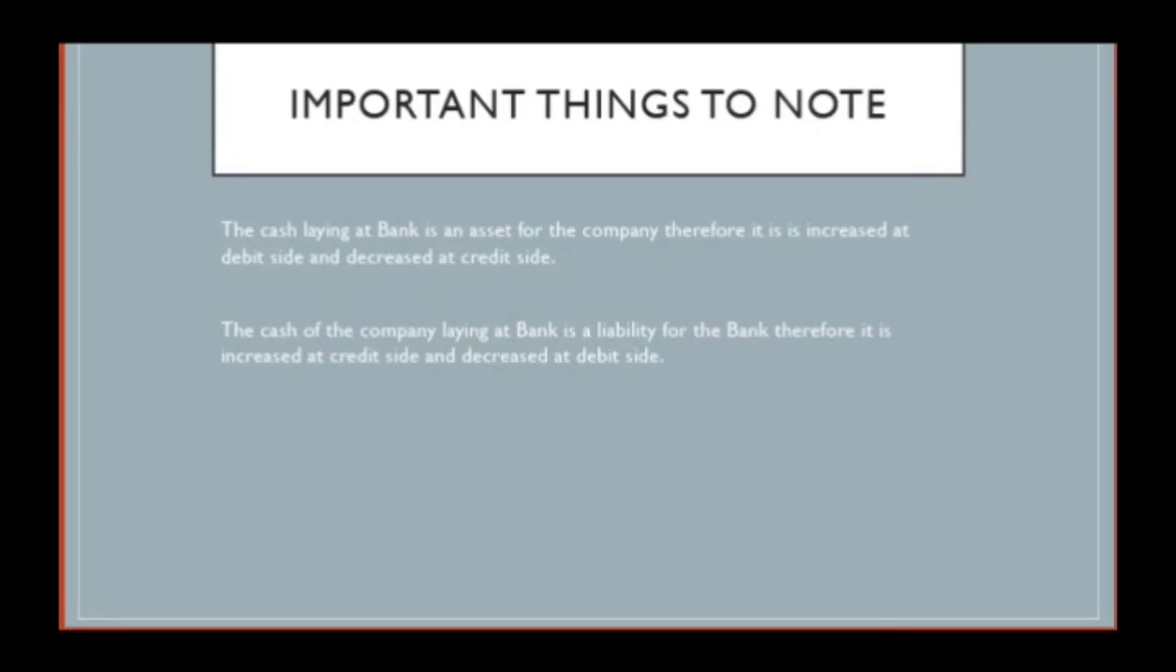Important things to note: the cash lying at the bank is an asset for the company. So whenever an asset is written on the debit side, it is increased, or it is written in the positive side. If it is written on the credit side, it is deducted, or it is in the negative form. Then, the cash lying at the bank is a liability for the bank. So whenever a liability is written on the credit side, it is positive, and whenever it is written on the debit side, it is negative or decreased.